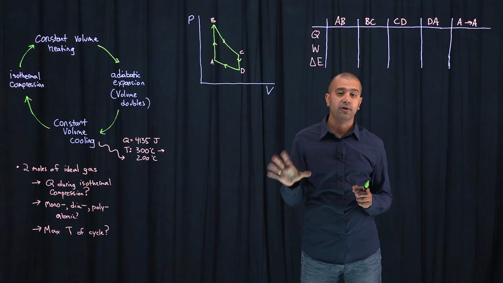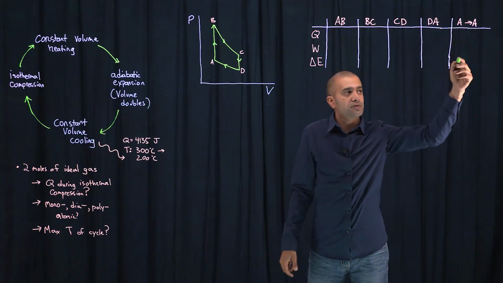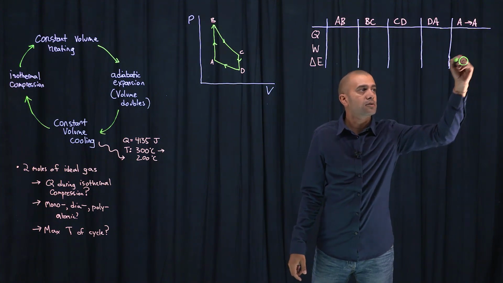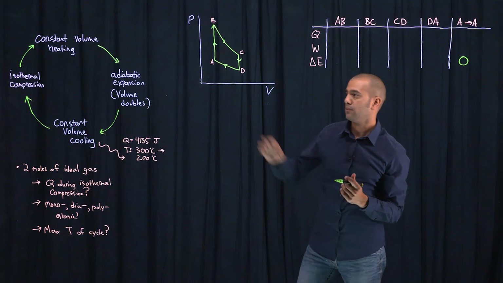So the first thing you want to fill in any of these charts is the total internal energy change along any full cycle, which has to be 0. It's got to get back to where it started in terms of internal energy. Now, let's use some other information.